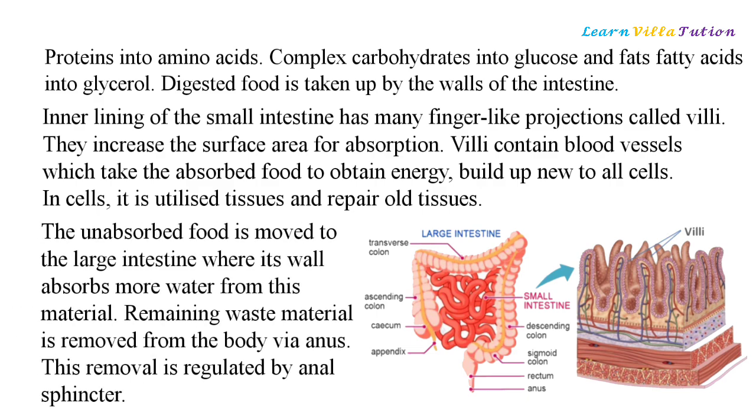The unabsorbed food is moved to the large intestine, where its wall absorbs more water from this material. The remaining waste material is removed from the body via the anus. This removal is regulated by the anal sphincter.